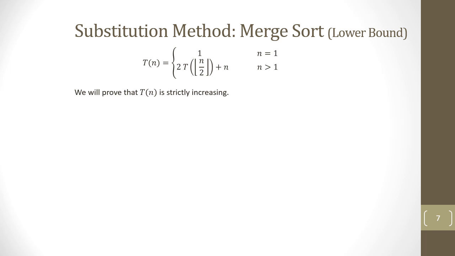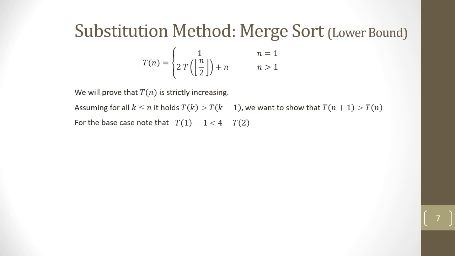To prove the lower bound, we will have to prove that T(n) is strictly increasing. Assuming for all values of k less than or equal to n, it holds that T(k) is greater than T(k minus 1), we want to show that T(n plus 1) is also greater than T(n). For the base case, it is satisfied since T(1) is 1, which is less than T(2), which is 4.